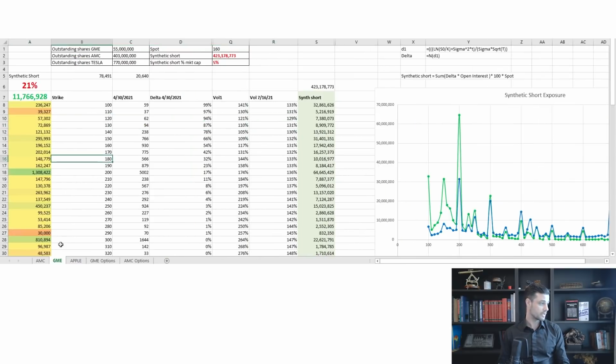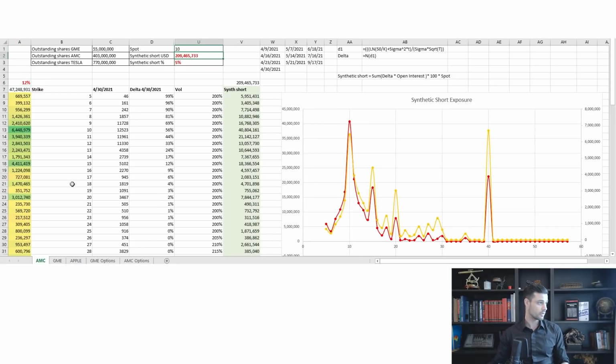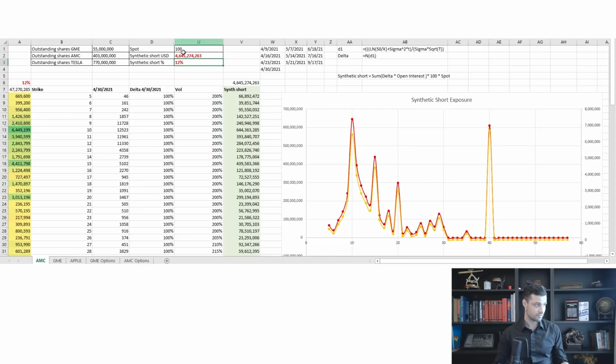When I compare to AMC, for example, AMC has a maximum of 12. And you can see that for now we're having 5% on AMC and the maximum would be 12. So this is what we call the gamma. If AMC goes to 100, for example, it becomes 12 and it's going to be distributed like this.